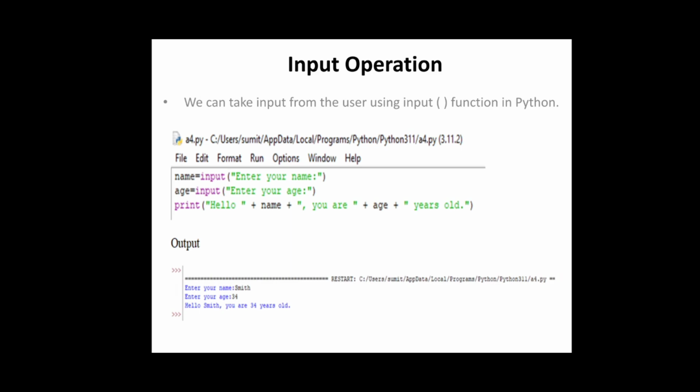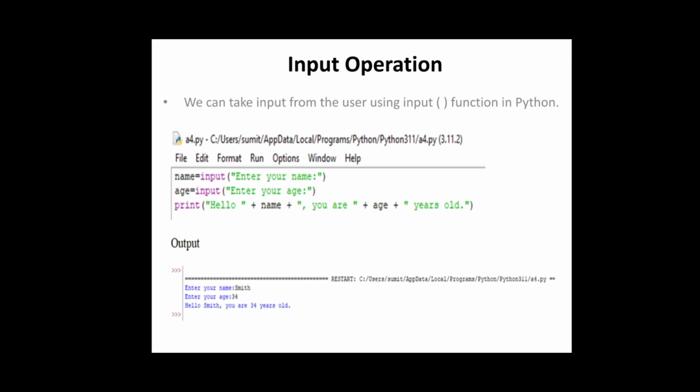Now, under brackets, "Enter your name:" is a message shown to the user, that is the prompt, and name stores whatever the user types, the user response, in a variable called name. So after this prompt, in this case, the user types Smith. So Smith is stored in the variable called name. So name equal to Smith.